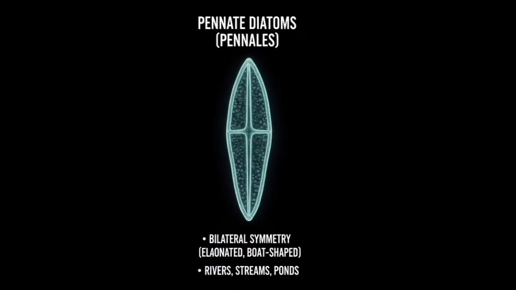Then pennate diatoms are also known as Pennales. They have bilateral symmetry. They are elongated and at times can be boat shaped as well. They are the dominant type in freshwater sources, be it rivers, streams, or ponds. Now, some protocols and tests that are involved with diatoms as evidence.